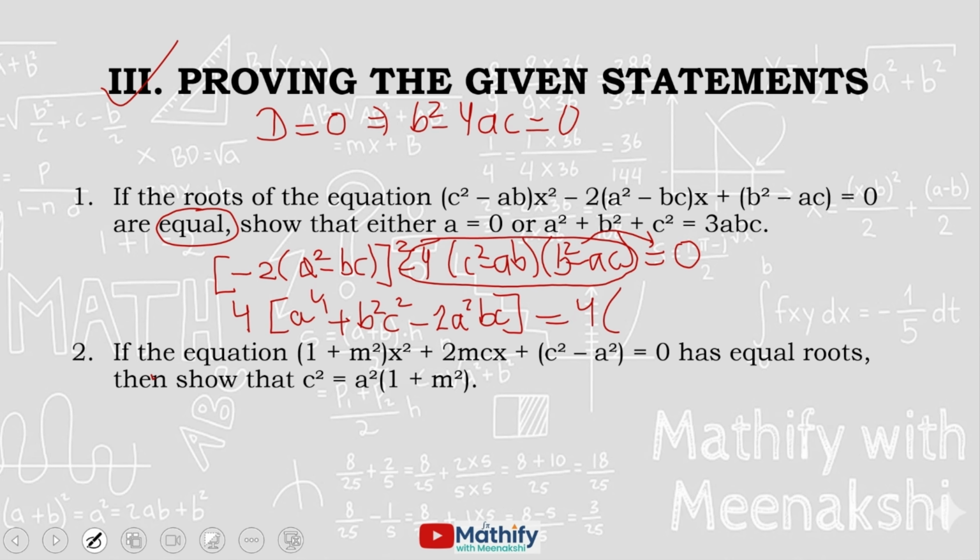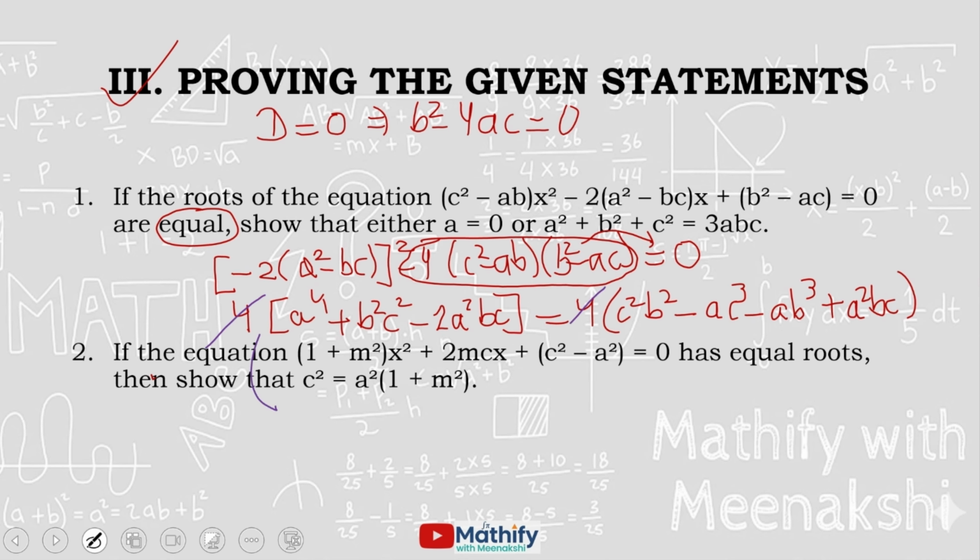Now just multiply this. C square into b square is c square b square, and c square into minus ac is minus ac cube. Now multiply minus ab with b square minus ac. So you will get minus ab cube plus a square bc. Now we can cut 4 and 4. You can say that we are dividing both the sides by 4, so we can cut 4 and 4.